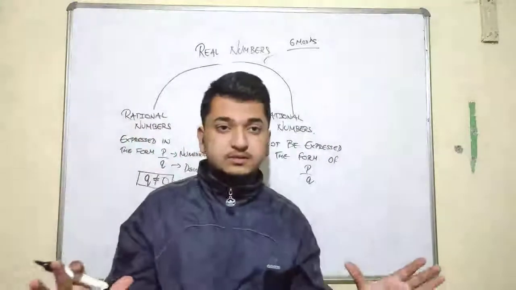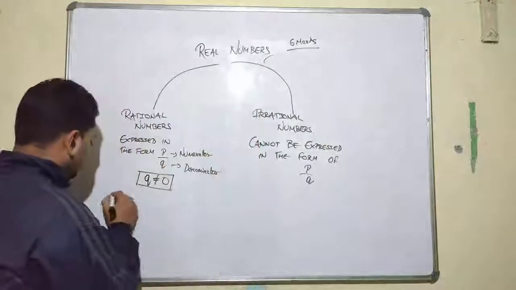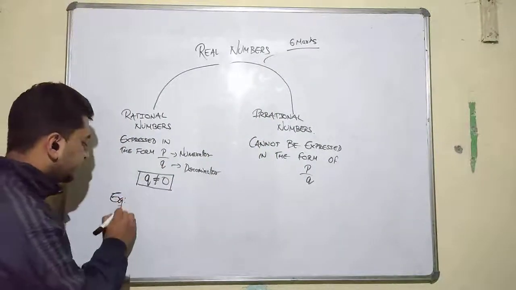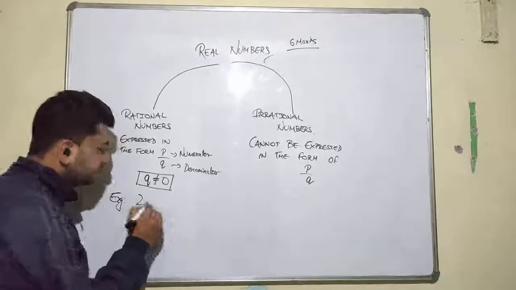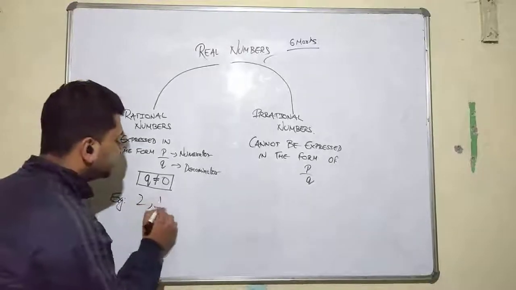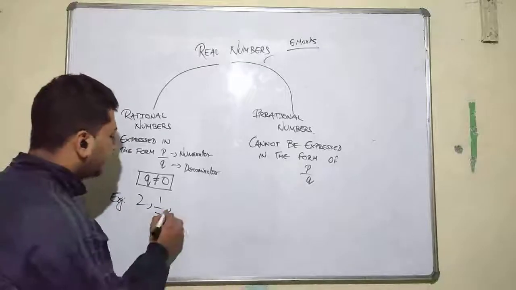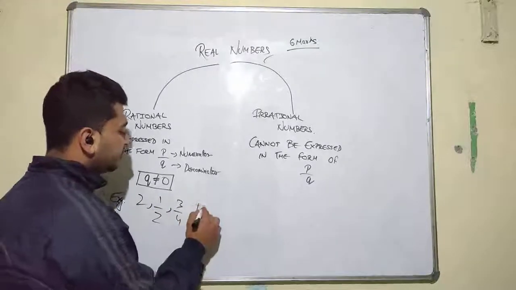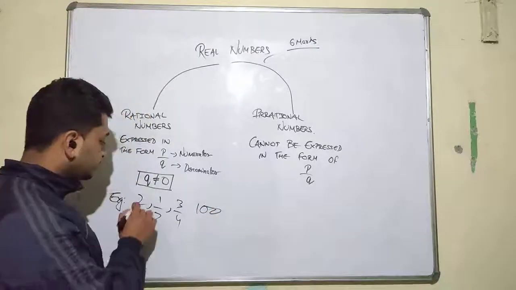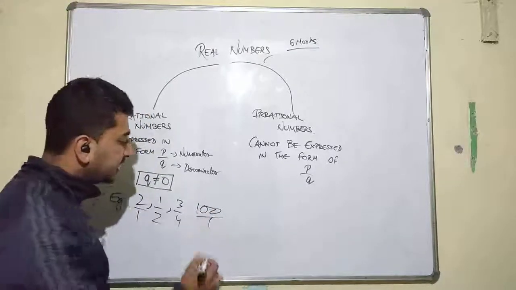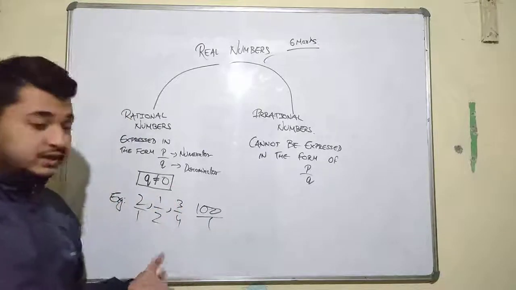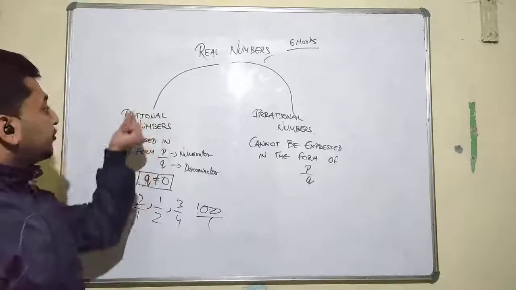Irrational numbers. Okay, so you're waiting for examples, right? So what are examples for this one? 2, 1 by 2, 3 by 4, any numbers you will keep, okay? 100 by 1, right? By 1. It can be expressed in the form of P and Q. Okay, these are your rational numbers.